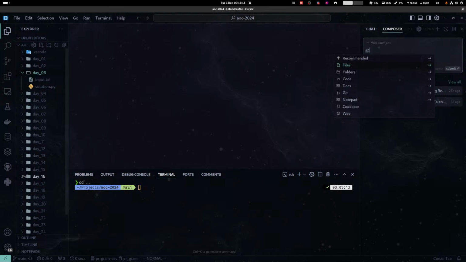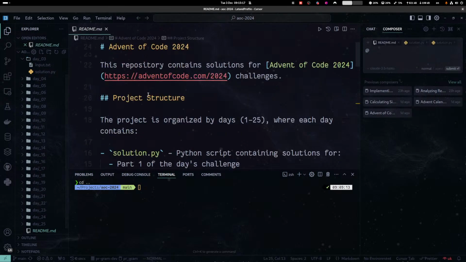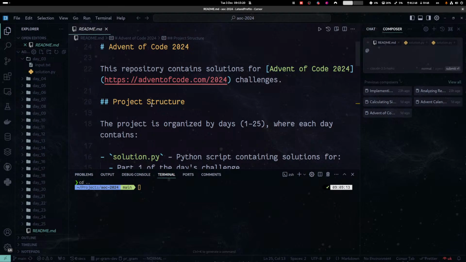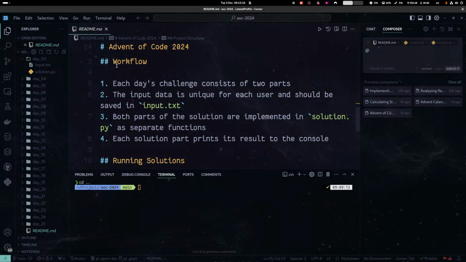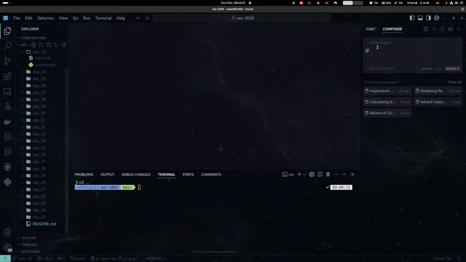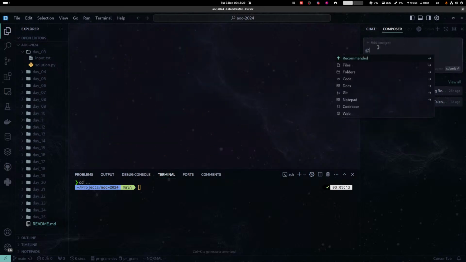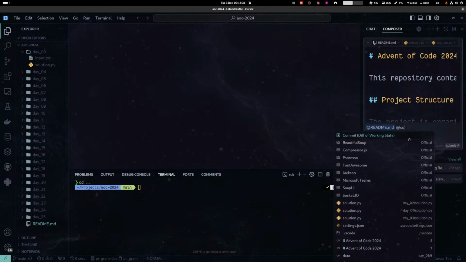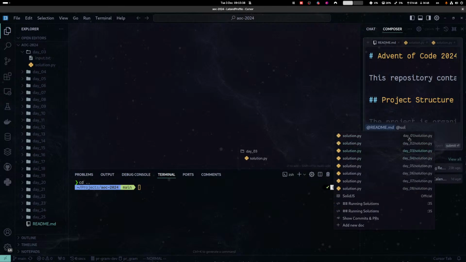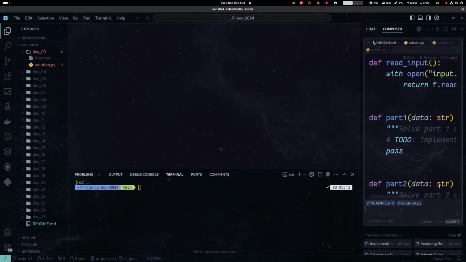So we are attaching an already created README file, which will tell the AI what is going on here, what we are trying to solve, the structure of files, etc. So I'm adding the README to the composer. I'm adding a solution file from day 3, so it will be able to write down the solution over there. And we'll start as usual from GPT-4o Mini.